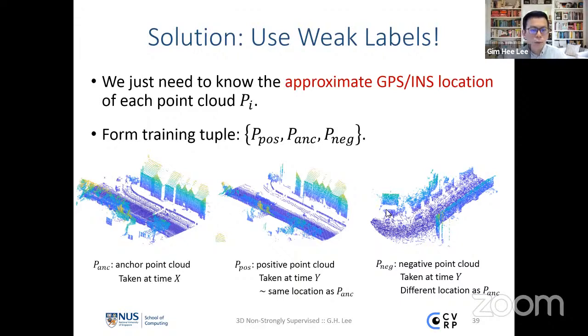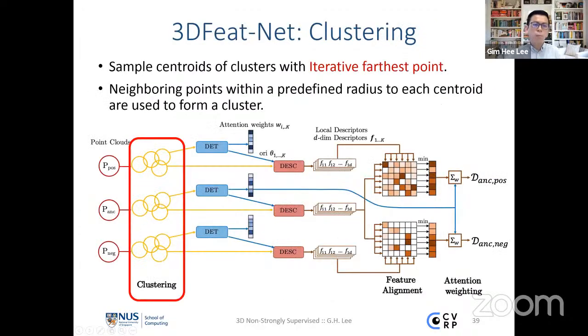And the next thing that we define would be a negative point cloud, which is a point cloud segment taken from a different time at a different location from the anchor point cloud. This different location can be given by the GPS and INS readings. Now, this is a network architecture of our 3D FeatNet.